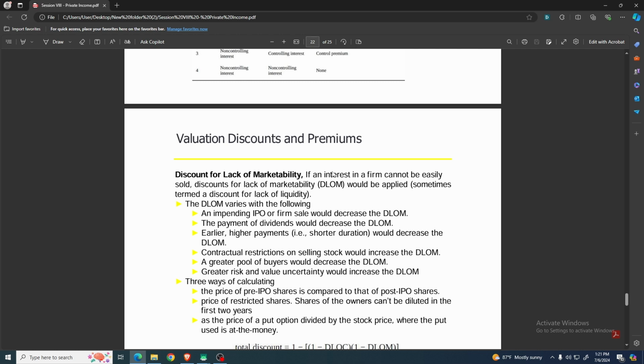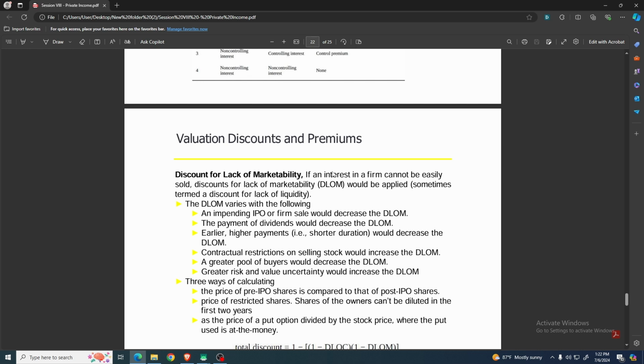So it would decrease DLOM as the shares will soon become liquid, because if you are in front of an IPO, you would know that your shares are going to be soon bought by the public. Essentially, lack of marketability is going to be decreased because the initial public offering is nearby. Then payment of dividends. This is also going to decrease DLOM as it would provide liquidity through regular income. And then short restriction periods, again, that's going to decrease DLOM.